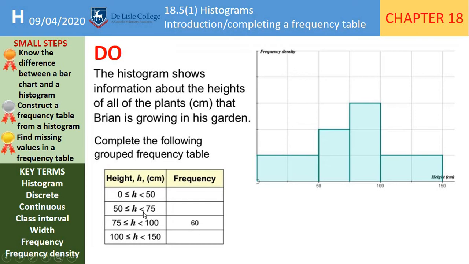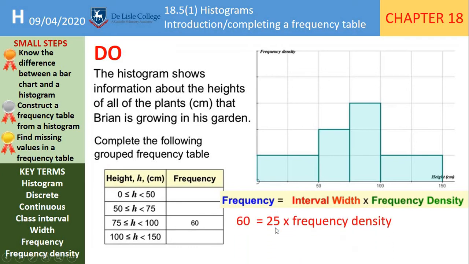So, hopefully you've used the third bar and the information that we hold here to work out the frequency density, the height for the third bar. So, frequency is the class width or interval width multiplied by the frequency density. So we have a frequency that we can replace of 60 and an interval width from 75 to 100 of 25. So 60 for the frequency, dividing by the interval width of 25 would give us for this third bar a frequency density of 2.4.